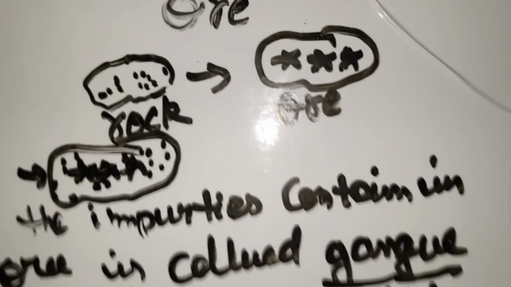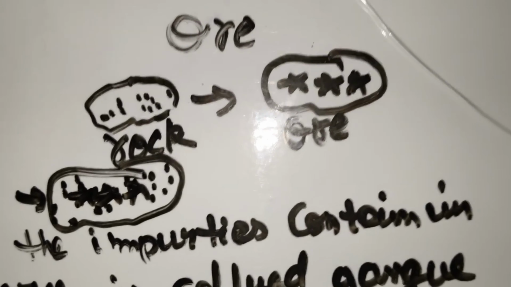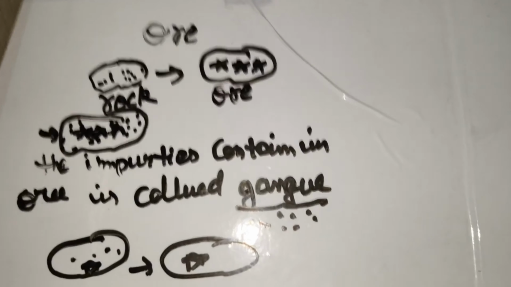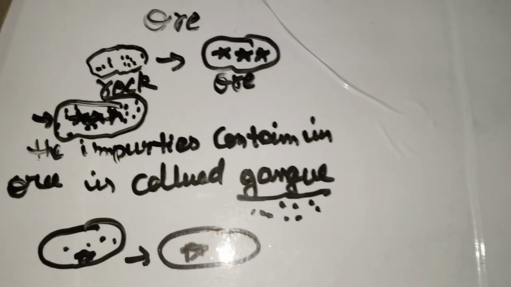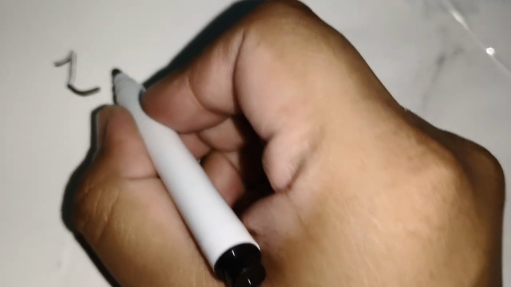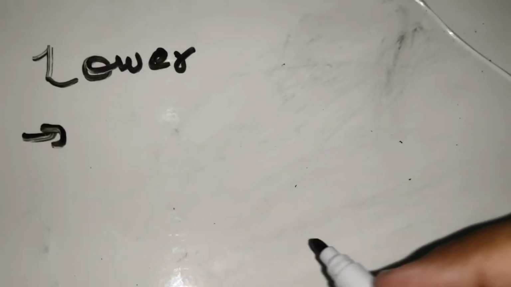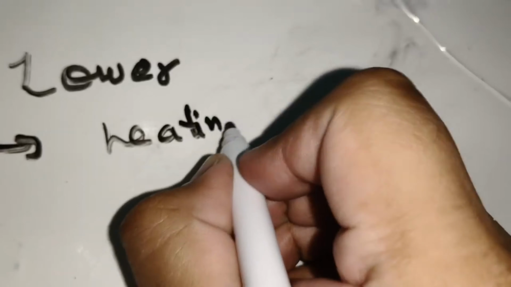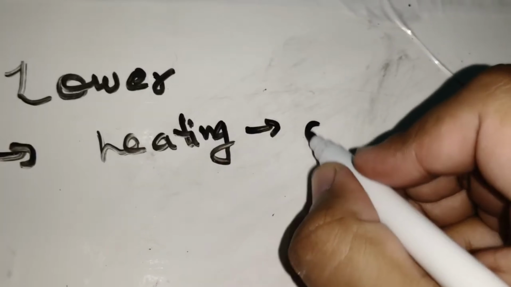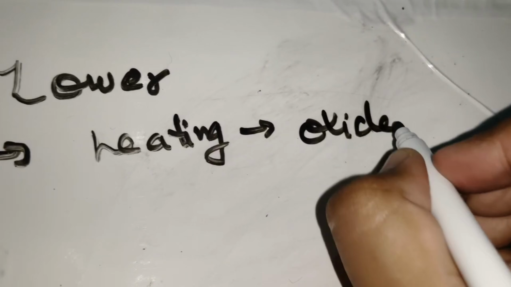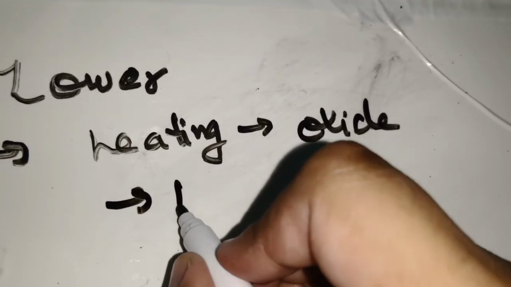Let's see how different types of reactive elements can be extracted from their ore, and how we remove the impurities, that is the gangue, that is present in the ore. Look at the reactivity series. Then first of all there is the lowermost reactive element. Obviously this element can be easily extracted from their impurities by normal heating. Like by heating, these compounds get converted into their oxides, and after forming the oxide the metal can be extracted.